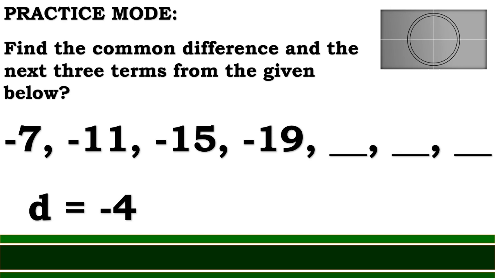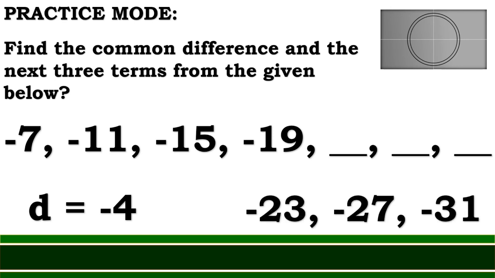How about the next three terms? Okay, you have -23, -27, and -31. By adding, -19 plus -4 will give you -23. -23 plus -4 will give you -27. -27 plus -4 will give you -31.